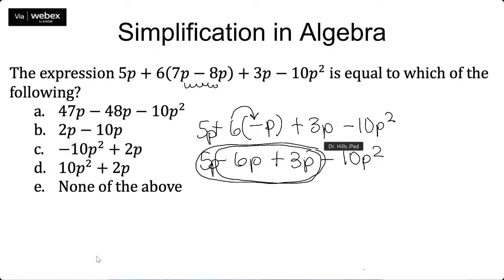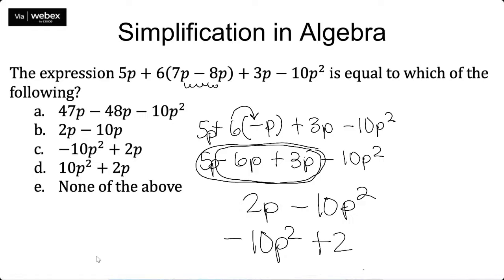What do we get there? What is 5 minus 6 plus 3? 5 minus 6 is negative 1. Negative 1 plus 3 is 2p minus 10p squared, which can also be written as negative 10p squared plus 2p. And which of those answers have one of these choices?